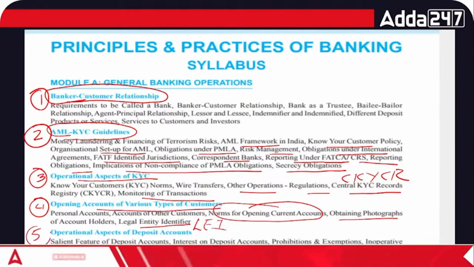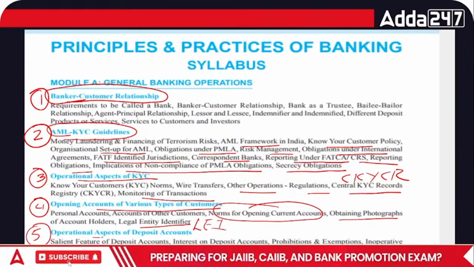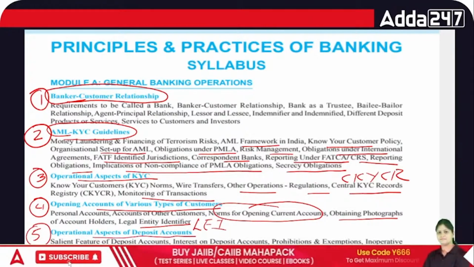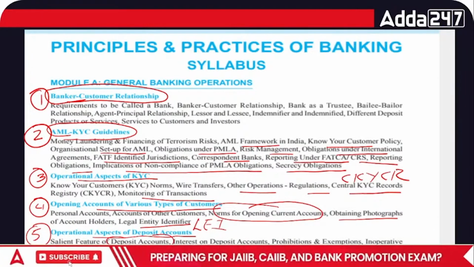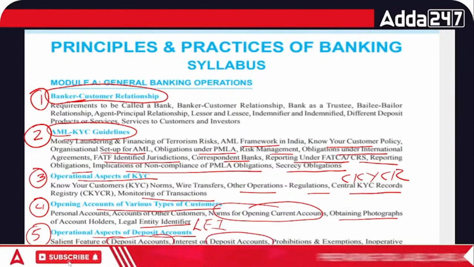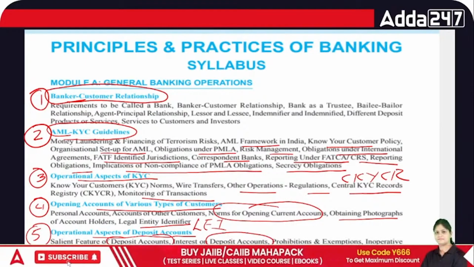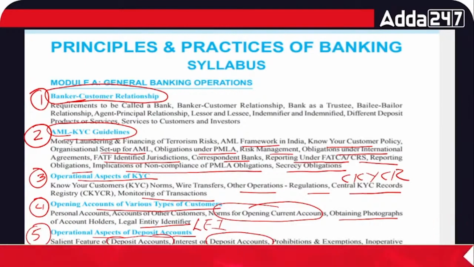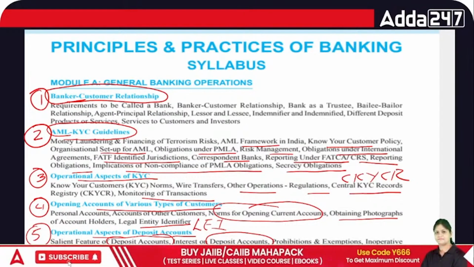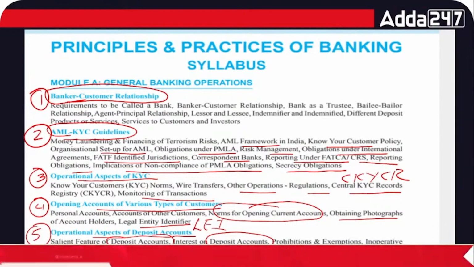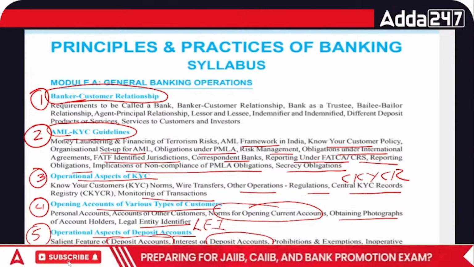Then we have chapter number 5, that is operational aspect of deposit account, right? And in this chapter we are going to cover the feature of deposit account, then interest on deposit account, then prohibition and exemption, inoperative account and unclaimed deposit, operational instruction in joint account, nomination facility, other operational guideline, attachment order, and what is the procedure for statutory authorities. Okay, so this is your chapter number 5.